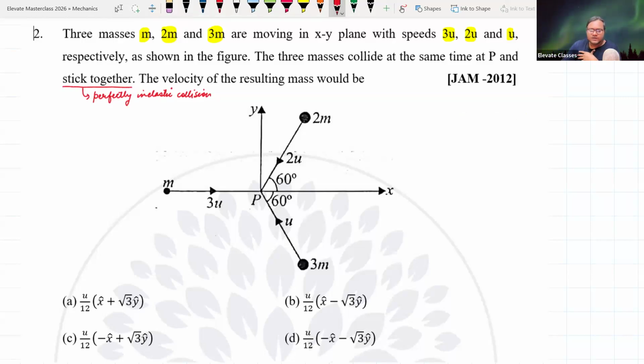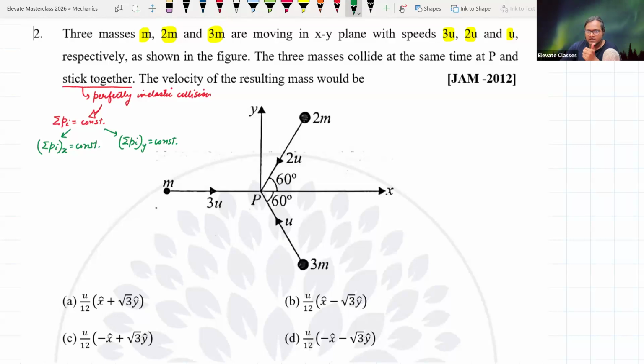First of all, this is a perfectly inelastic collision, which means that the summation of the momenta is a constant. Not the summation of kinetic energy, but the summation of the momenta is a constant. But here also two things come up. You have to understand this. The summation of the momenta along the x-axis is a constant, and the summation of the momenta along the y-axis is also a constant. Yes or no? Tell me. The momenta is conserved along the x-axis as well as along the y-axis separately. Is that clear, everyone?